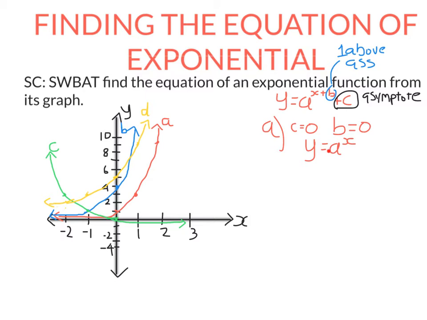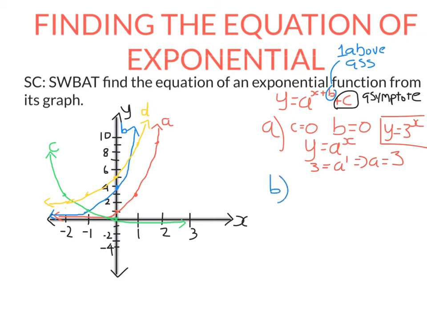So if we want to find a, we can just sub in any point, like this one, (1, 3). And of course, if I sub in x equals 1, y equals 3, I get a equals 3. So I found a, b, and c. The equation of graph A is y equals 3 to the power of x.